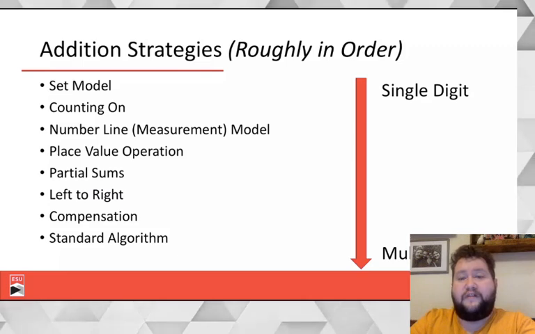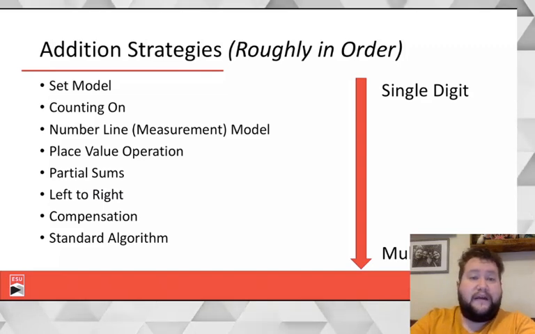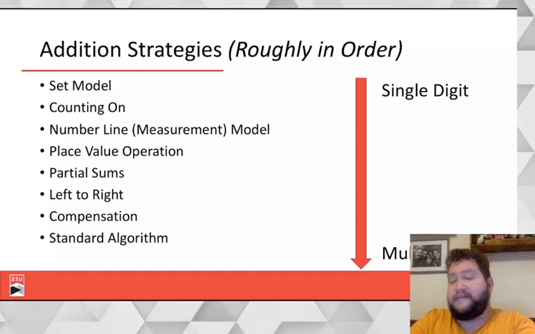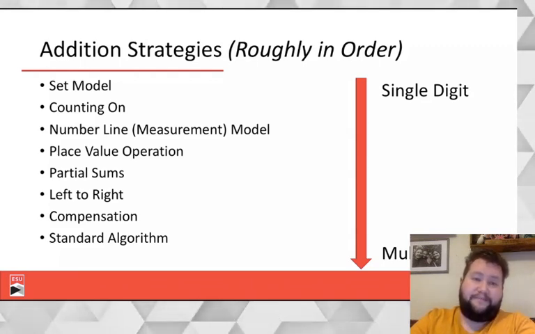Place value operation, starting to think a little more sophisticatedly and thinking about regrouping ones into tens or tens into hundreds. And then once we're comfortable with that, we can work within a particular place value to find partial sums. We use what's called the left to right addition algorithm. We use compensation, where we find friendly numbers, say like 7 and 3 or 10. Using things like that to our advantage, before finally getting to the standard algorithm.